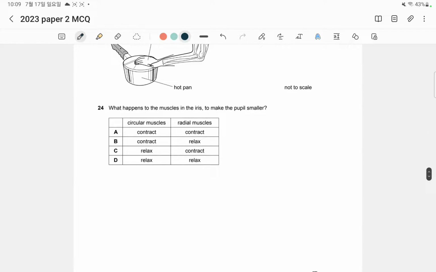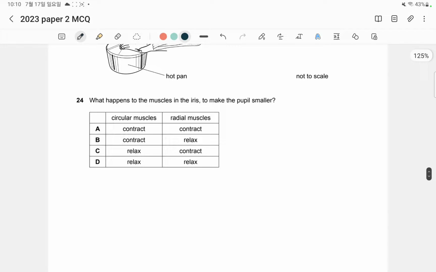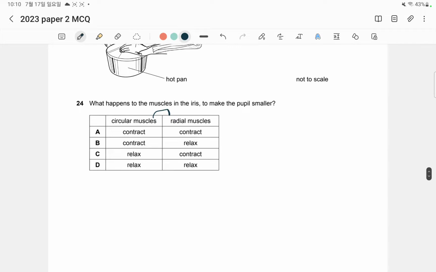Okay, number 24. What happens to the muscles in the iris to make the pupil smaller? Now, in order to make the pupil smaller, the circular muscles would have to contract and the radial muscles have to relax. This is because these two muscles are antagonistic pairs of muscles. So the correct answer would be B.